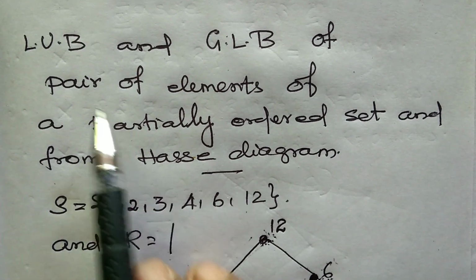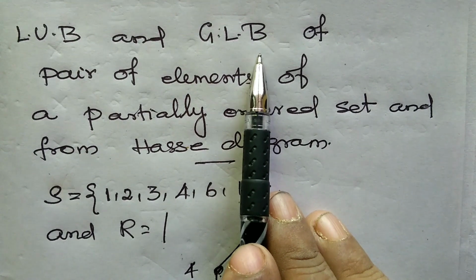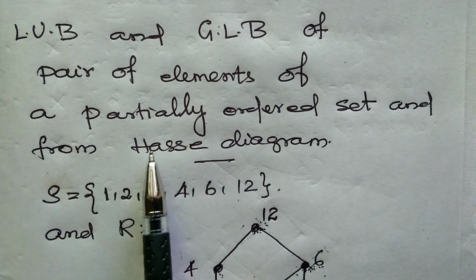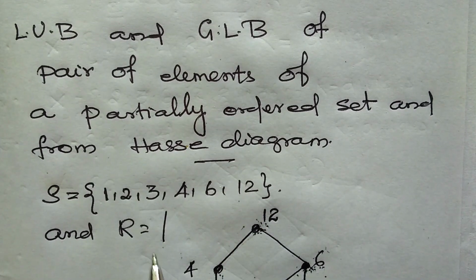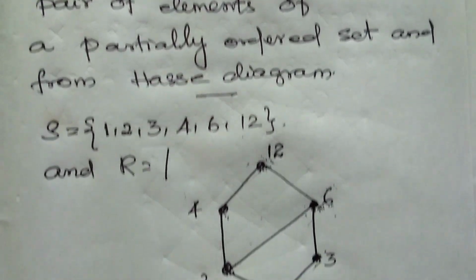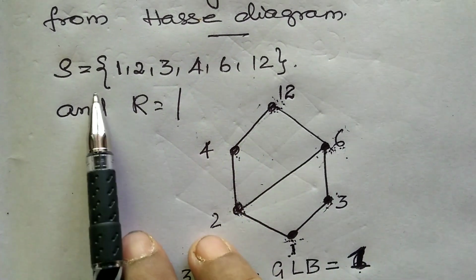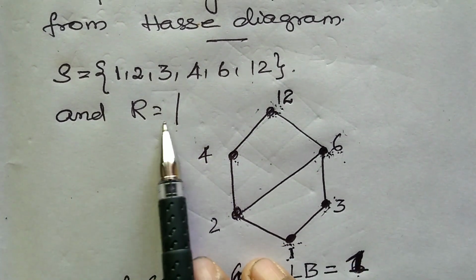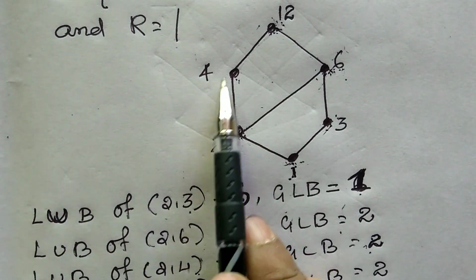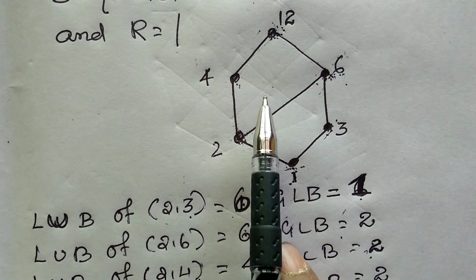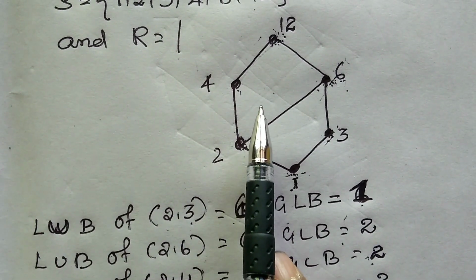Let us see how to find a LUB and GLB of a pair of elements from a partially ordered set if the Hasse diagram is given. So first we take the Hasse diagram. This is the Hasse diagram for this partially ordered set with the relation divides. These examples are already in our YouTube channel, so you can go through them.